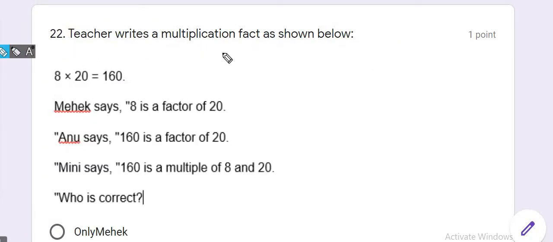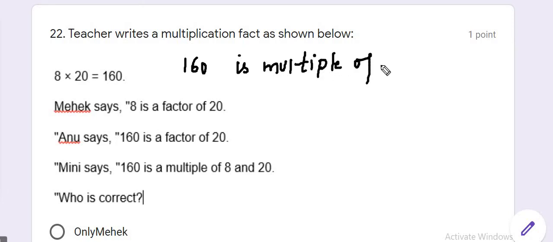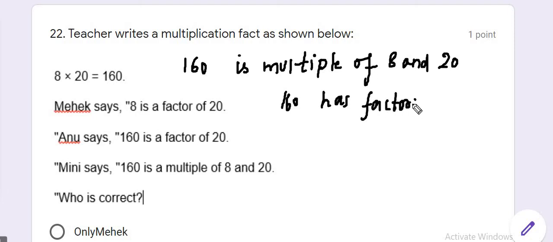Question 22. Teacher writes a multiplication fact as 8 multiplied by 20 is equal to 160. So as 160 is obtained by multiplying 8 and 20, 160 is a multiple of 8 and 20. Also, 160 has factors 8 and 20. So whichever is the statement that we obtain will be correct out of these 2.